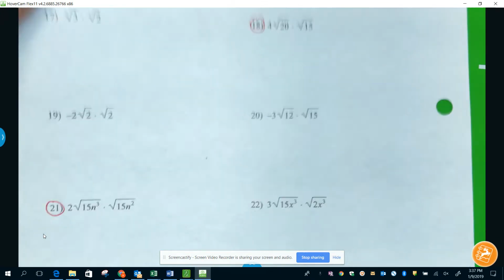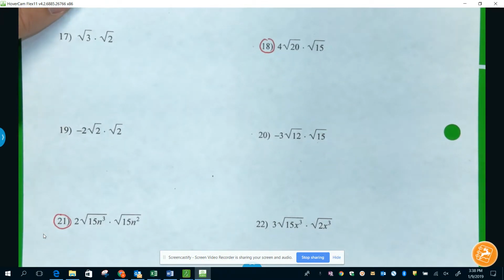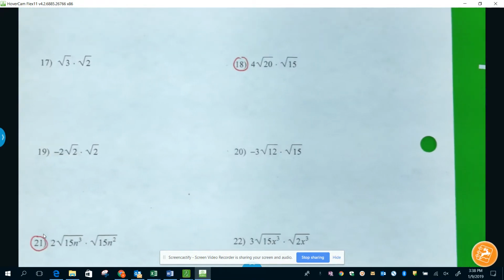So if we look at the back page, now we are multiplying radicals together. Multiplying these together. Now there's a couple ways we can do this.